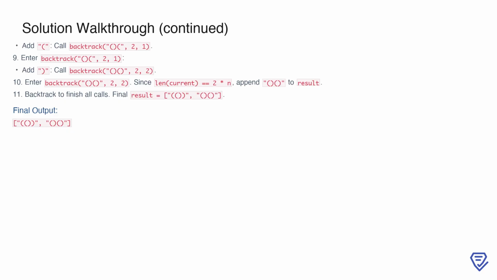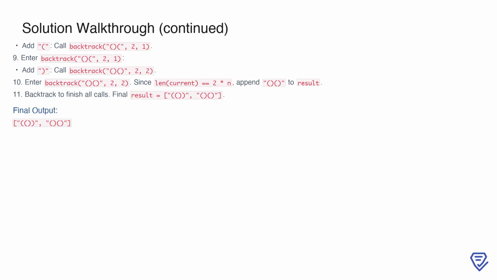With current as, we can still add more parentheses. Starting with an open parenthesis again, we increment open_count to 2 and make a recursive call. At this point, we add a closing parenthesis, resulting in the string, and incrementing close_count to 1. From here, we add one more closing parenthesis, completing the string, and reaching a valid state where both counts equal n. This combination is appended to the result list. After finishing all recursive calls and backtracking completely, we find that the final result for n equals 2 is.